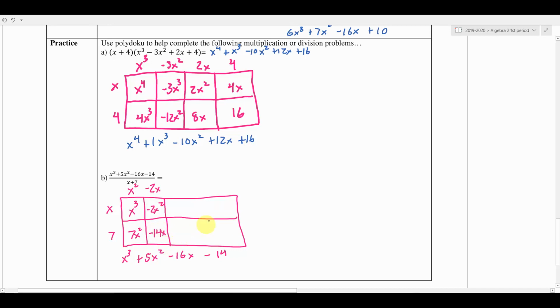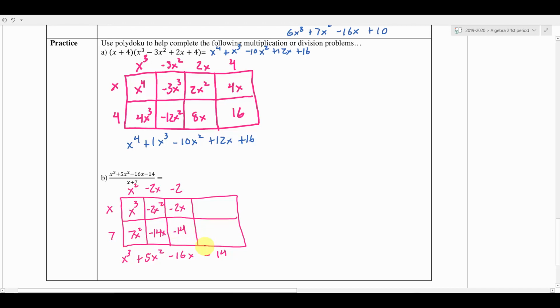Right? And then I got to create another column. This time for my x's. Right? And then I go like this. I look at this diagonal here. I have a negative 14x. I need a grand total of negative 16x's. So I need another negative 2x's. So when I add those together, I get my negative 16x. Then x times something gives me negative 2x, so it's got to be negative 2. And then negative 2 times 7 is negative 14.